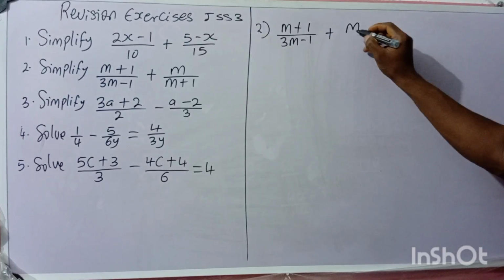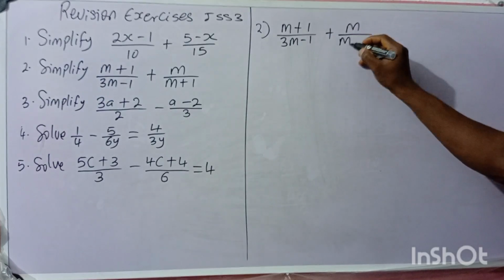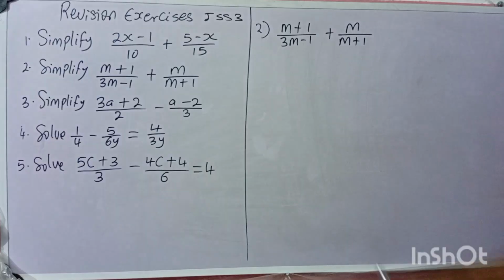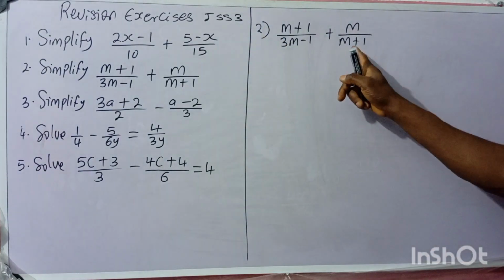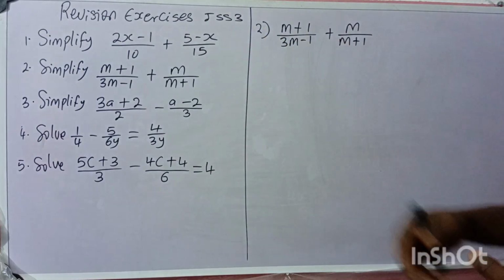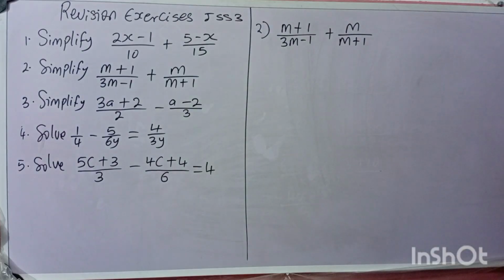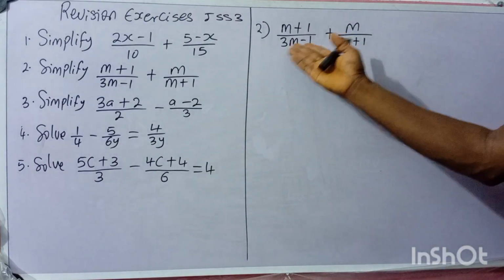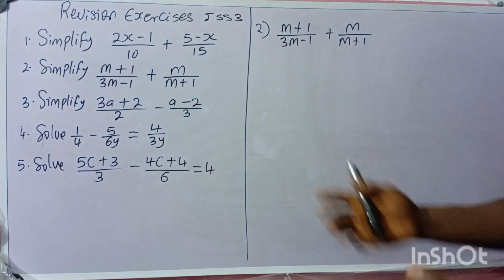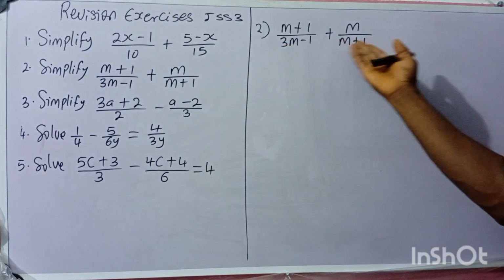plus m over m plus 1. Whenever you have an expression involving fractions like this one, we still use the same method we used in solving the first one, by finding the LCM of the denominators. But this kind of question normally confuses students because we no longer have single whole numbers. We now have an expression as the denominator.